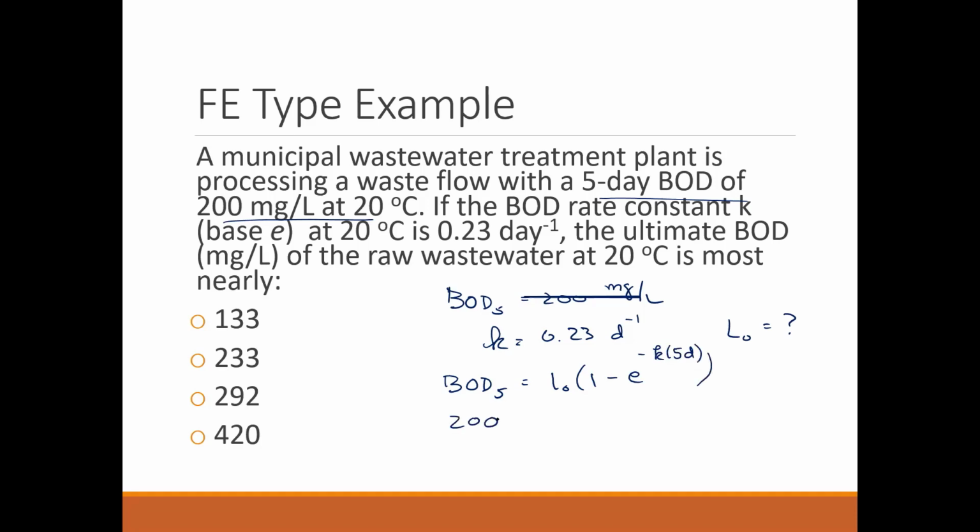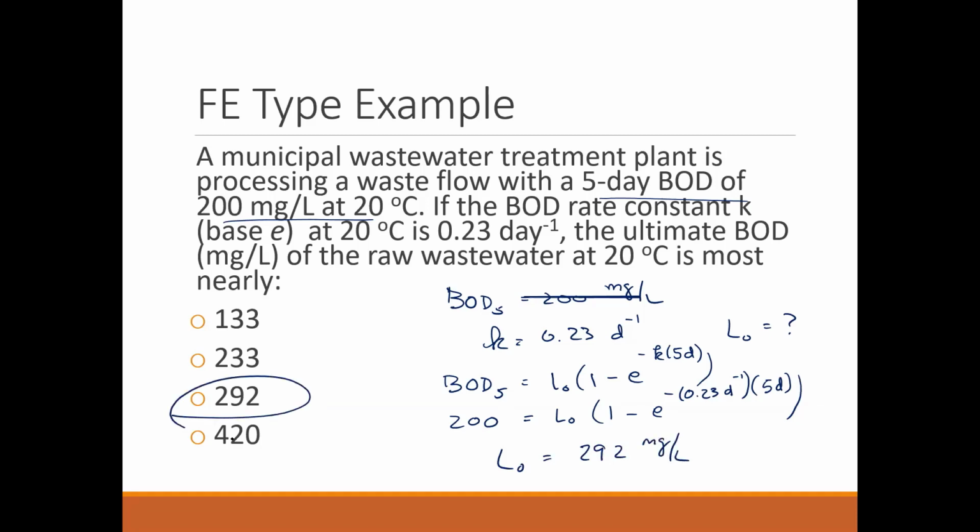And this is 200 equals L naught times (1 minus e to the minus 0.23 inverse days times 5 days), and L naught is equal to 292 milligrams per liter. So 292 is the correct answer.